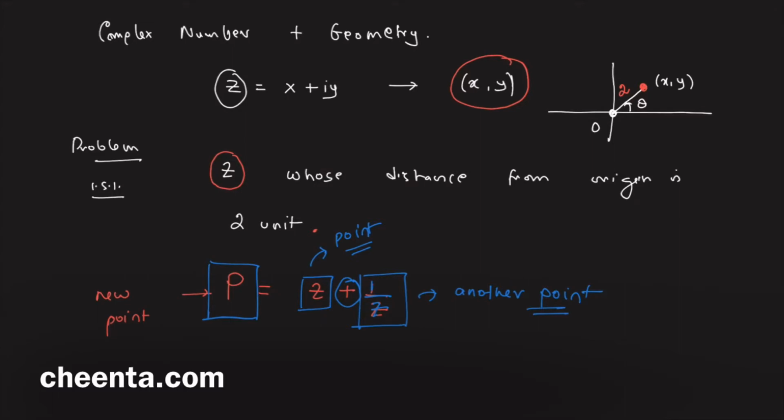So we have all those points z whose distance from origin is 2 unit. From that you computed 1 over z, which is also a point. Then you added z with 1 over z, and this is just coordinate wise addition. So if z is x1 comma y1 and 1 over z is x2 comma y2, then their sum will be x1 plus x2 comma y1 plus y2. That's the third point. This is our point P then.